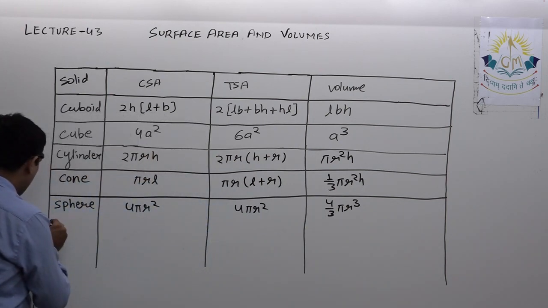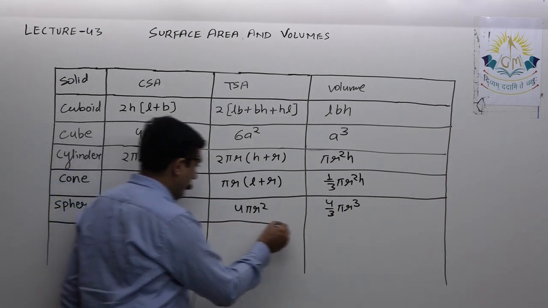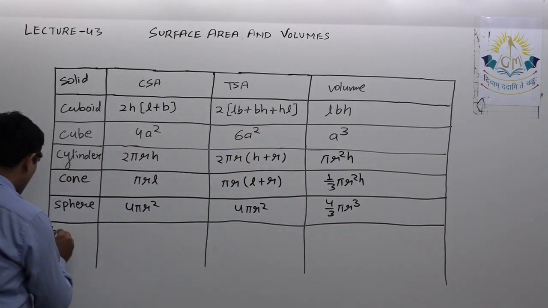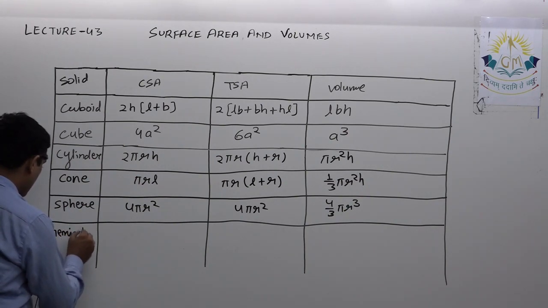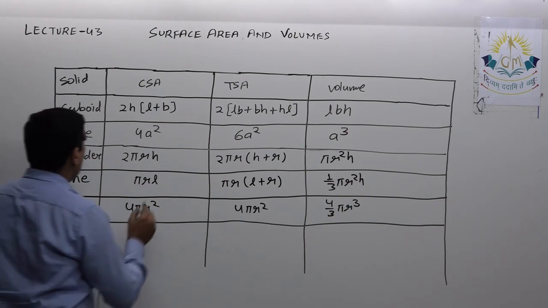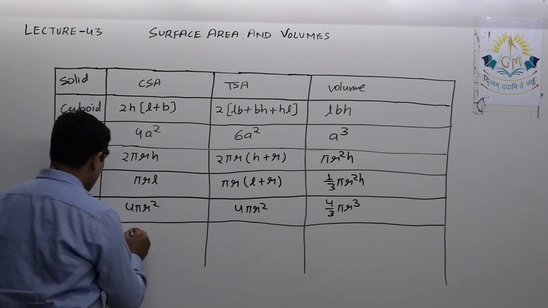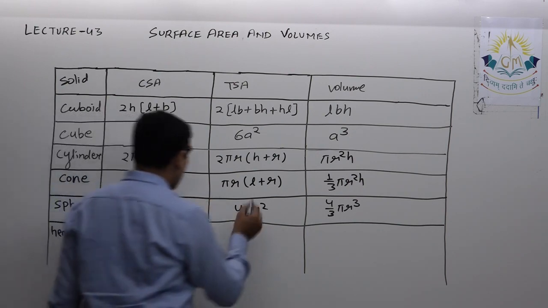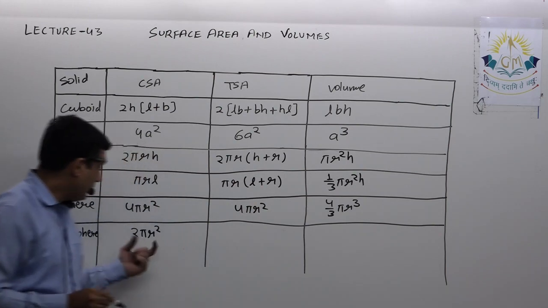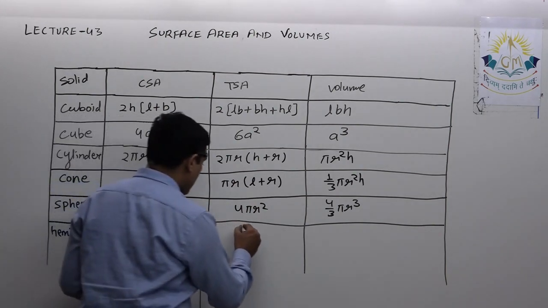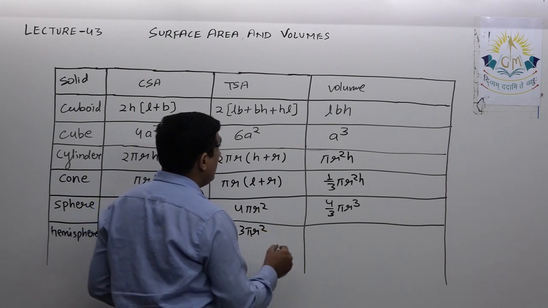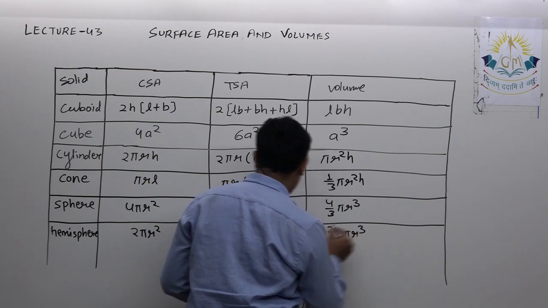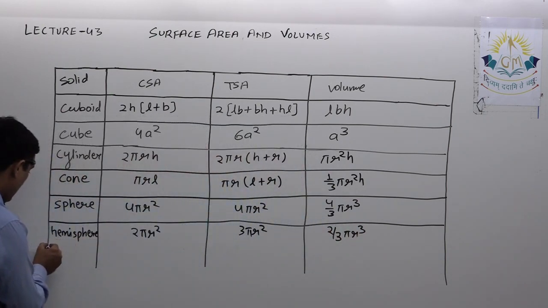Okay. After sphere, next is hemisphere. Now, over here, curved surface area is definitely half of this, that is 2 pi r square. Total surface area is not half of this. Curved surface area plus 1 flat surface, that is 3 pi r square. And volume is definitely half of this, that is 2 by 3 pi r cube. Okay, so hemisphere.